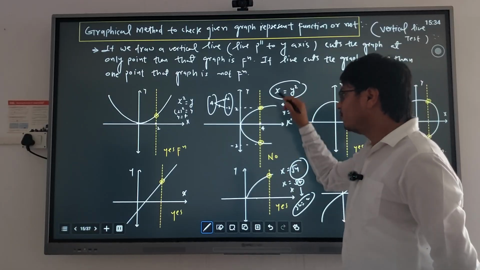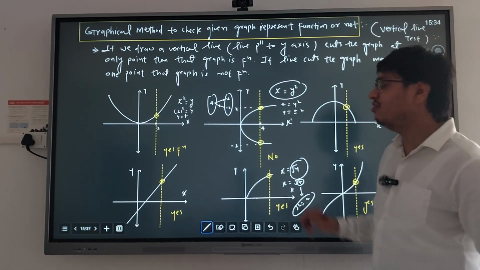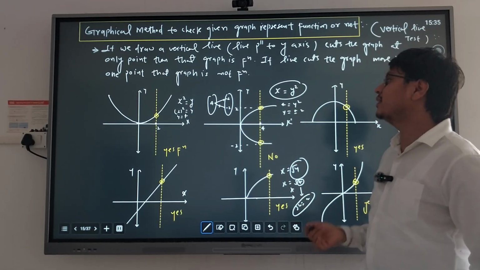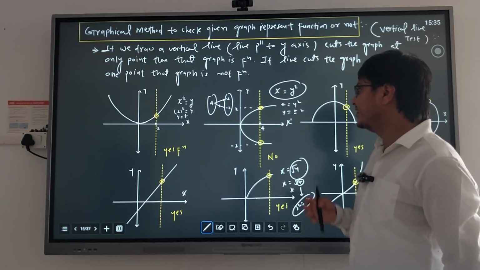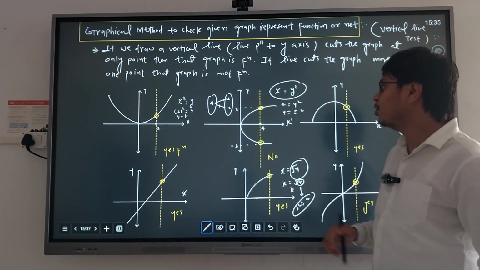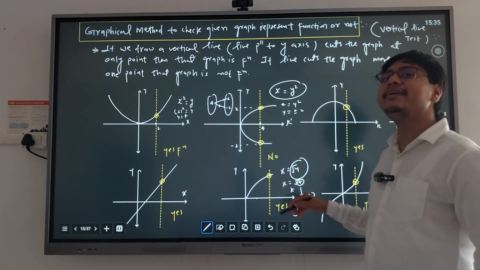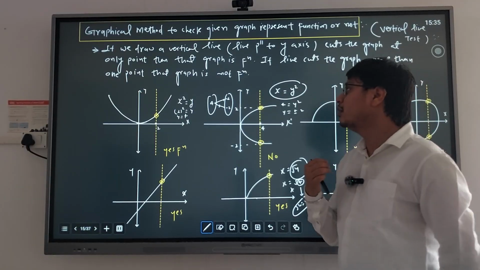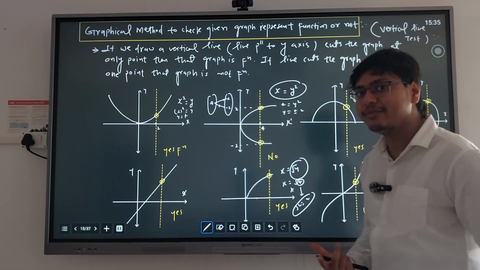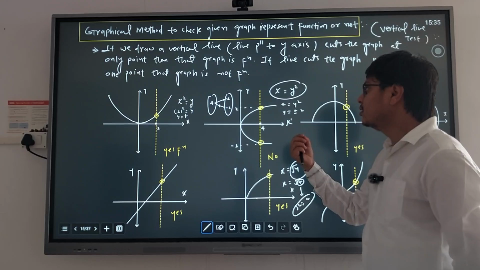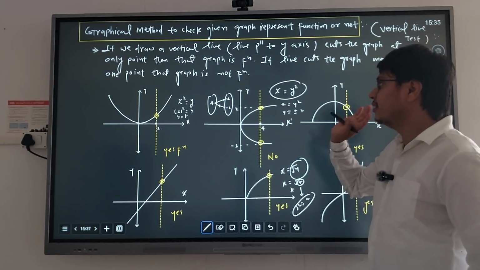But if the vertical line intersects the graph at more than one point, that is not a function. Why? Because more than one intersection point will represent an element having more than one image. That will not be a unique image. That's why they are not functions.